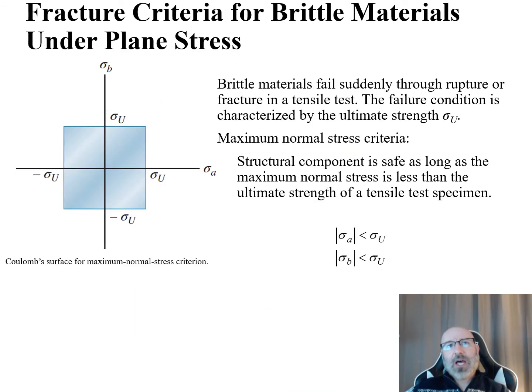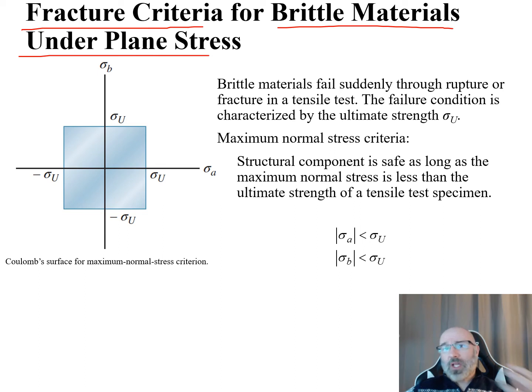Now I want to take some time and discuss brittle materials. In particular, let's take a look at the fracture criteria for these brittle materials under plane stress. If we're running a tensile test, we realize that brittle materials are going to fail suddenly, through a rupture or fracture. This failure condition is characterized by our ultimate strength, or sigma sub u.